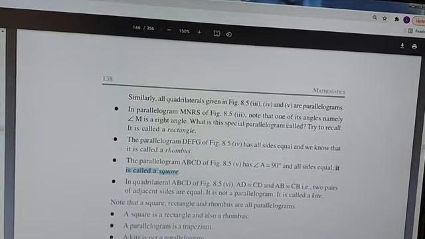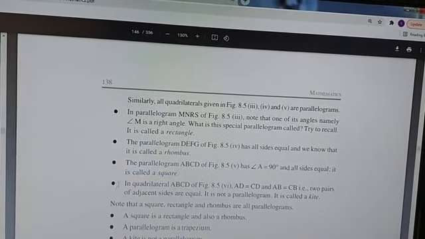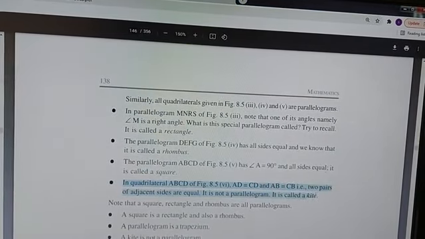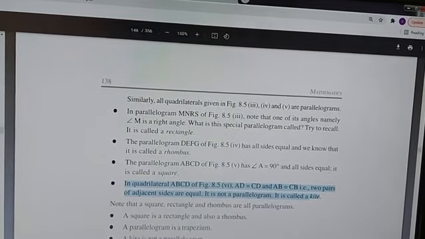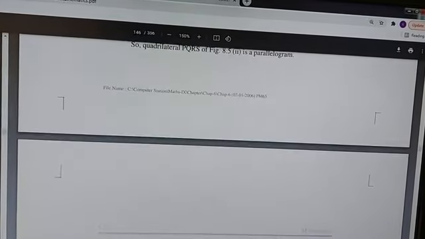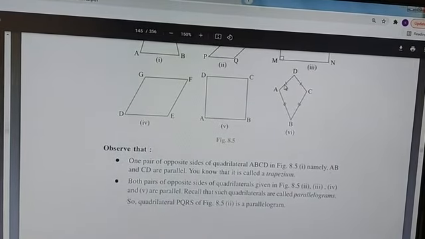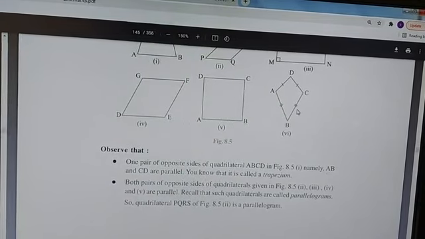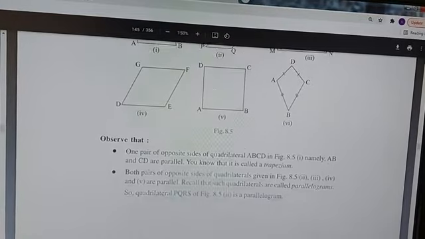The last figure, the sixth one, is kite. In kite, you just write: in quadrilateral ABCD in this figure, AD equals CD and AB equals CB. Two pairs of adjacent sides are equal. It is not a parallelogram, it is a kite. AD equals CD means this side equals this side, and the lower side equals the lower side. Adjacent sides, nearer sides, are equal, then it is a kite.